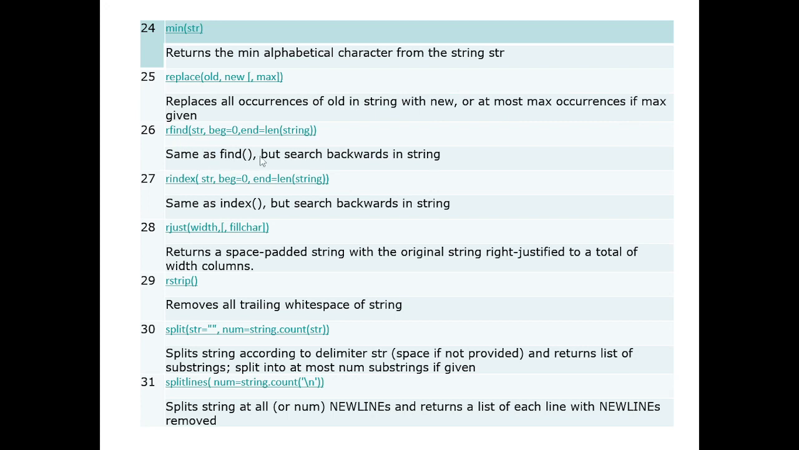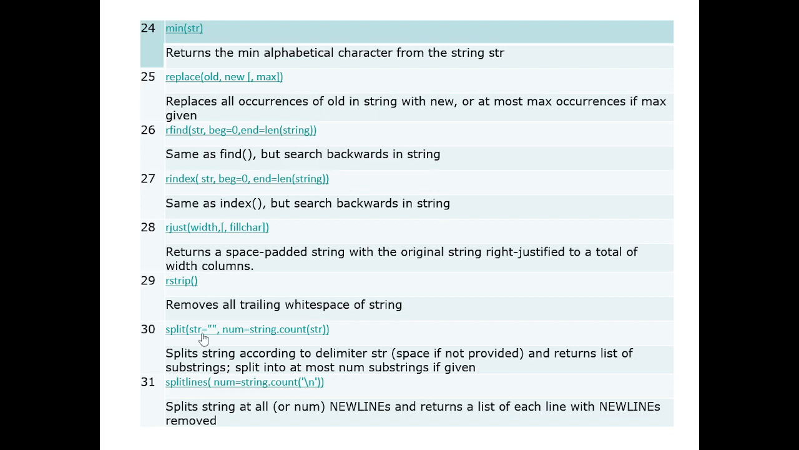rfind is the same as find but searches backwards in the string. So it will go from the end to 0. So this will search backwards. Then rindex is the same as index but searches backwards in the string. So our rindex is the same, they just reverse. rjust returns a space-padded string with the original string right-justified to a total of width columns. Our rstrip removes all trailing whitespaces of the string.